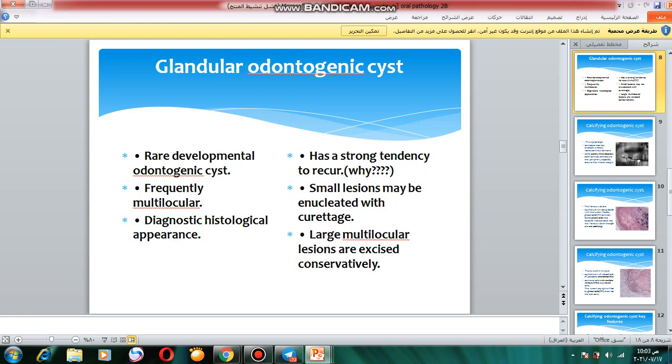do enucleation. Diagnosis: for every cyst, diagnosis is by histopathological appearance, but some cysts like eruption cyst could be diagnosed by clinical features and an X-ray.